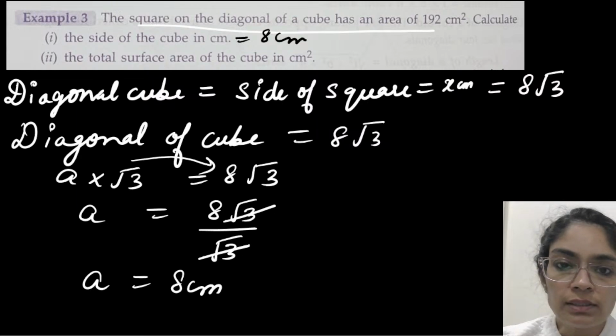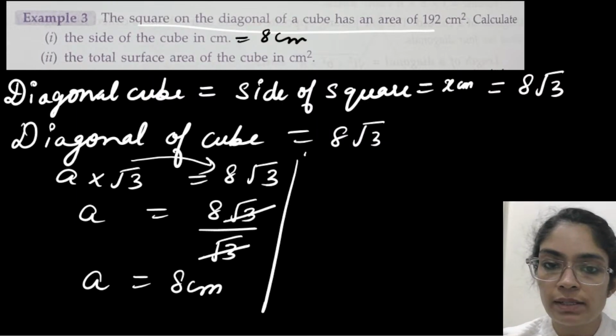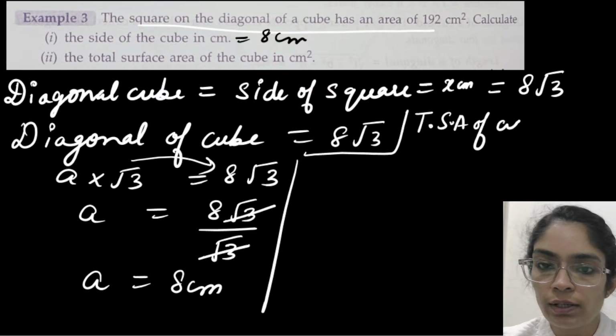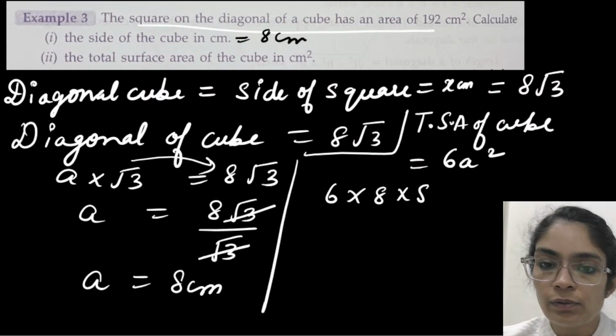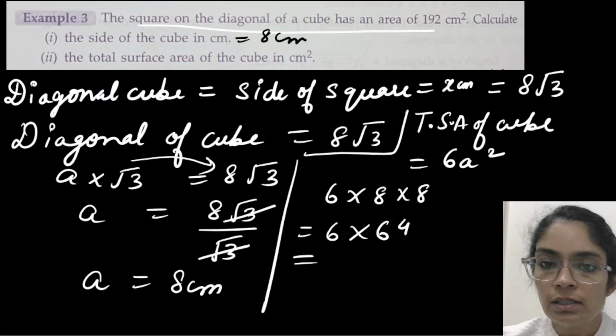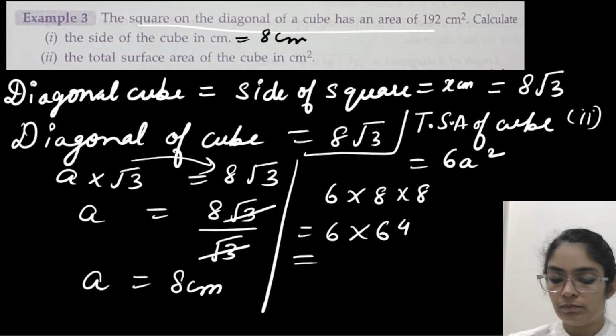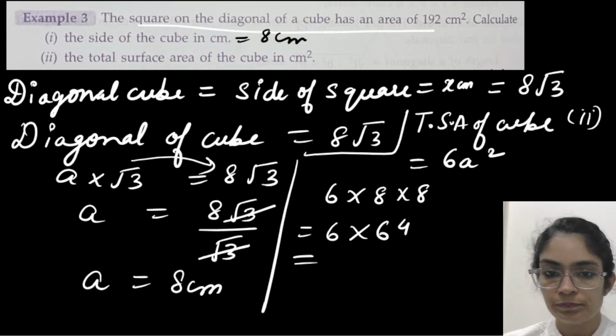Yes. And total surface area of the cube we have to find. Total surface area is a direct formula we can apply. So TSA of cube is what? 6a squared. So 6 into 8 into 8. So we can multiply 6 into 64. So what is the final answer? This is the second part, total surface area. What is the answer of this one? 512.